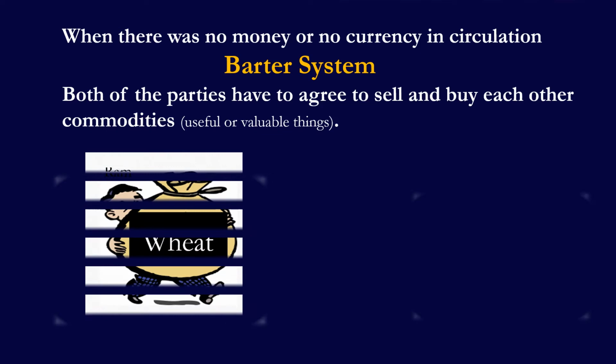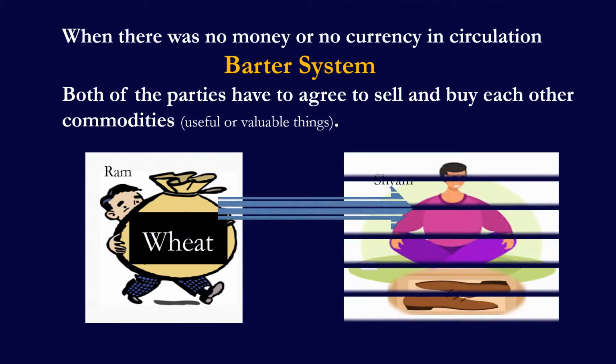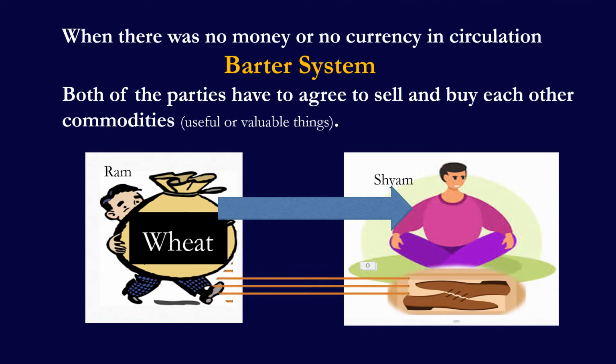For example, Ram is a farmer who sells wheat to another person, Shyam, and in exchange he gets shoes from him. That means if a person has wheat and he wants shoes in return, he needs to find a person who can buy his wheat and can provide shoes to him in return. If he finds that person, then only this kind of exchange will take place. He will sell his wheat and buy the shoes.